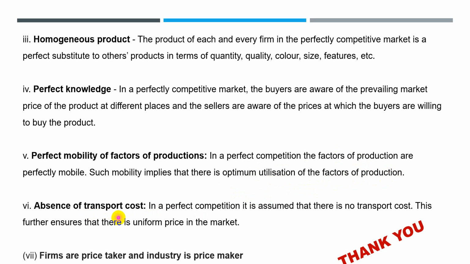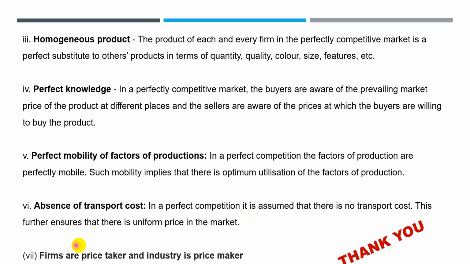Absence of transportation cost and selling cost. In perfect competition, it is assumed that there is no transportation cost. This further ensures that there is a uniform price in the market. Moreover, there is no selling cost because of perfect knowledge amongst buyers and sellers. And what is selling cost? Selling cost refers to the cost of advertisement of the product or the cost which is incurred to boost the sale.